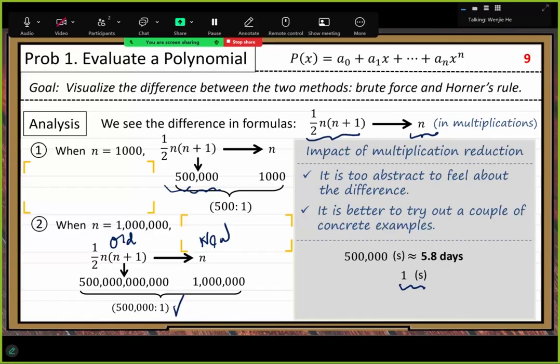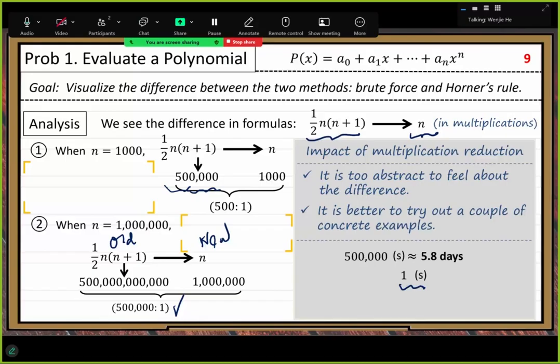So using this example, I try to convey that in real world applications, you want to develop the best algorithm you can get, because the gain is huge, right? Think about it, the gain is huge in the real world.